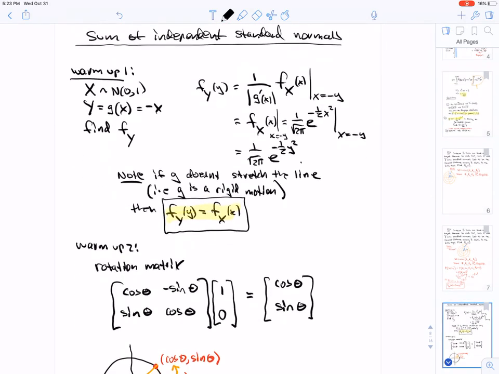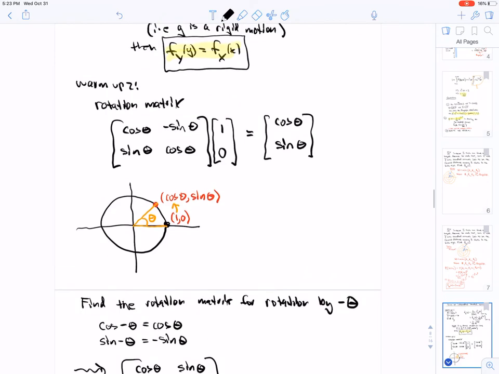So the sum of independent standard normals is the next topic. So we need to know two things. One is that when you transform your random variable by just doing a rigid motion of essentially flipping it across the y-axis, so transforming X to minus X, it has no effect on the density. The density remains the same. So f_Y(y) is equal to f_X(x). There's no stretching in that case. So 1 over the absolute value of the derivative of g is just 1.